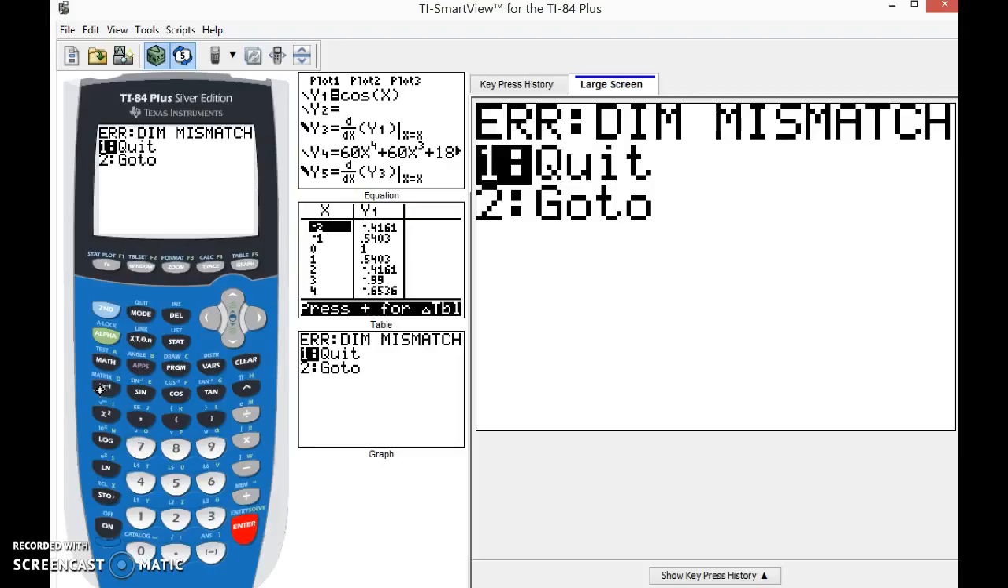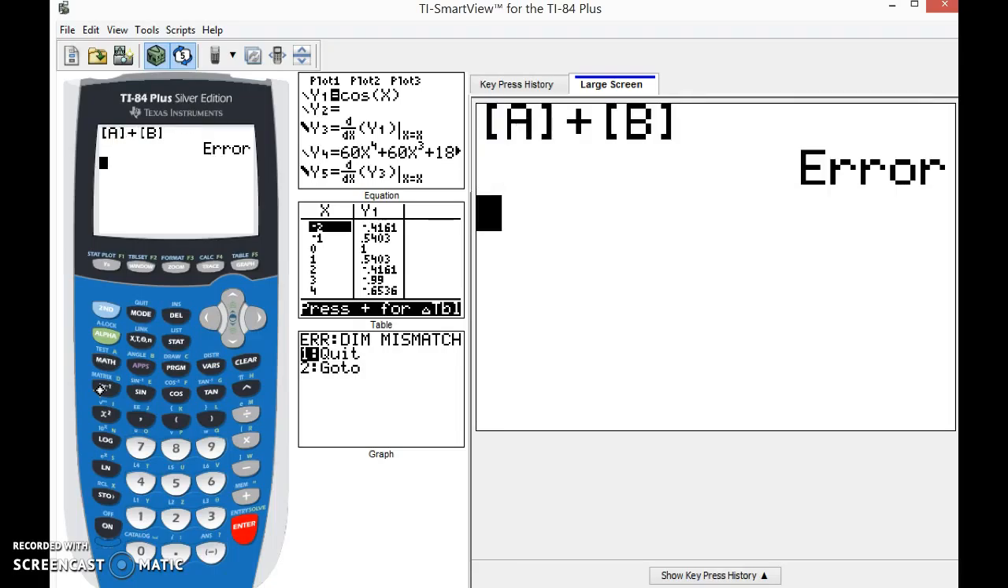It says, hey, your dimensions don't match. To add and subtract, your dimensions have to match. Okay? Would I be able to add matrix A and D? Yeah, because their dimensions are the same.